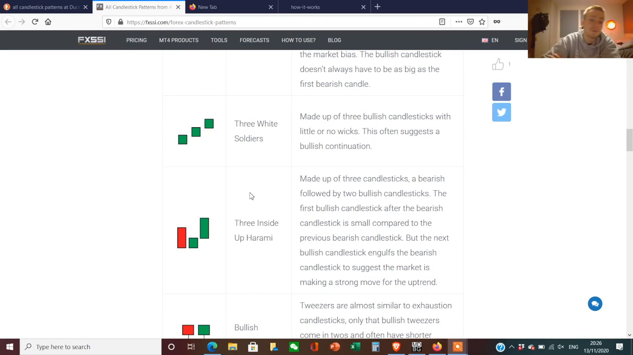Three white soldiers, made up of three bullish candlesticks with little or no wicks. This suggests a bullish continuation.